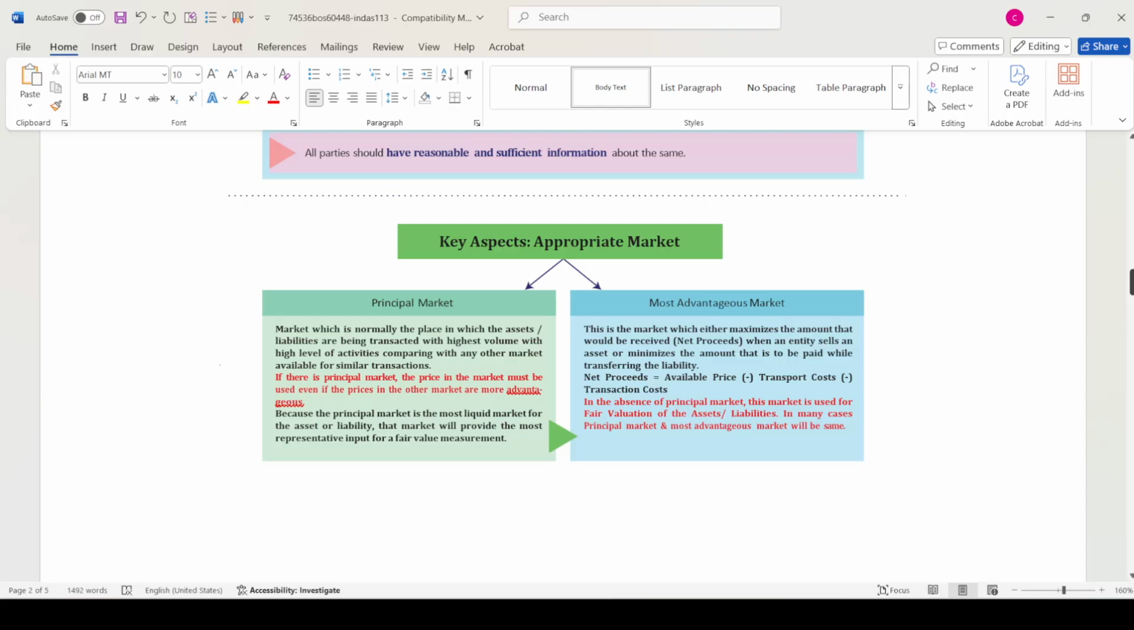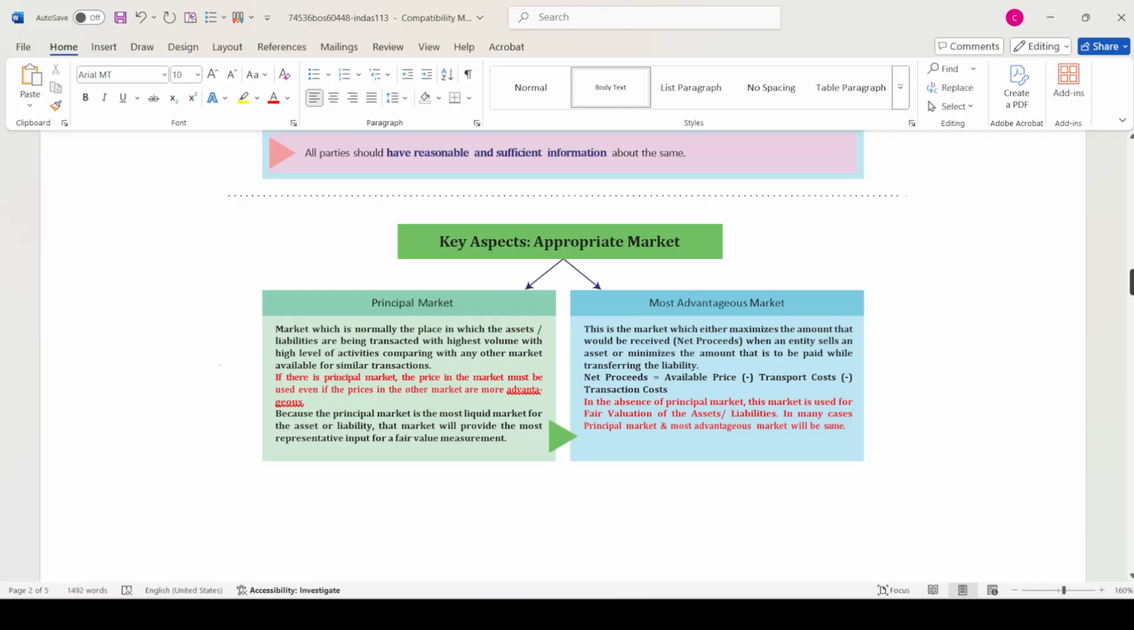So while determining the fair value of an asset or a liability as on the balance sheet date, we should take the price quoted in the principal market. If the entity doesn't have a principal market, then only you should go for the most advantageous market. The most advantageous market is a market where net proceeds are higher.